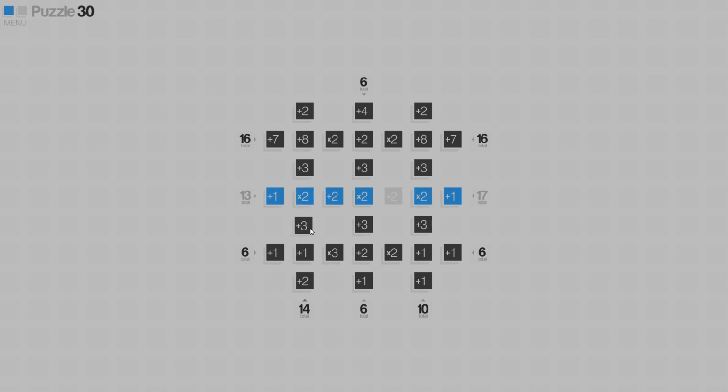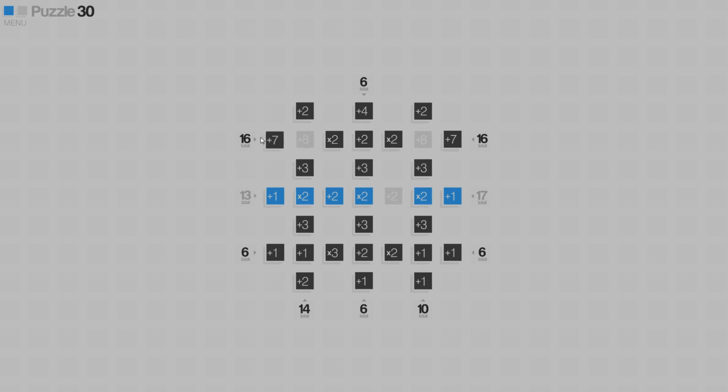Okay. So now we can look at this clue here. We need a total value of 14, and we have a times 2 tile here, so this +8 can be removed, because 8 times 2 is 16 already. Let's remove it. And if we look at this column here, it's the same thing. 8 times 2, 16 already. We can have a maximum amount of 10 here in this column, so we can also remove this one.